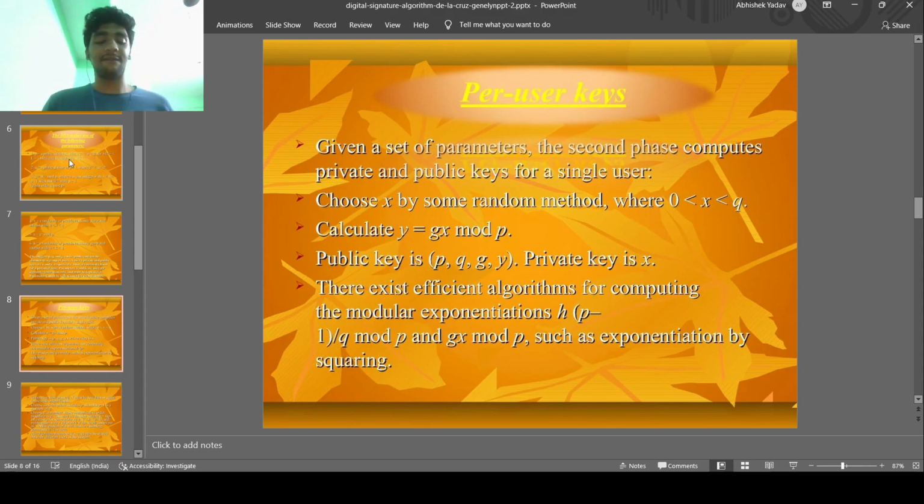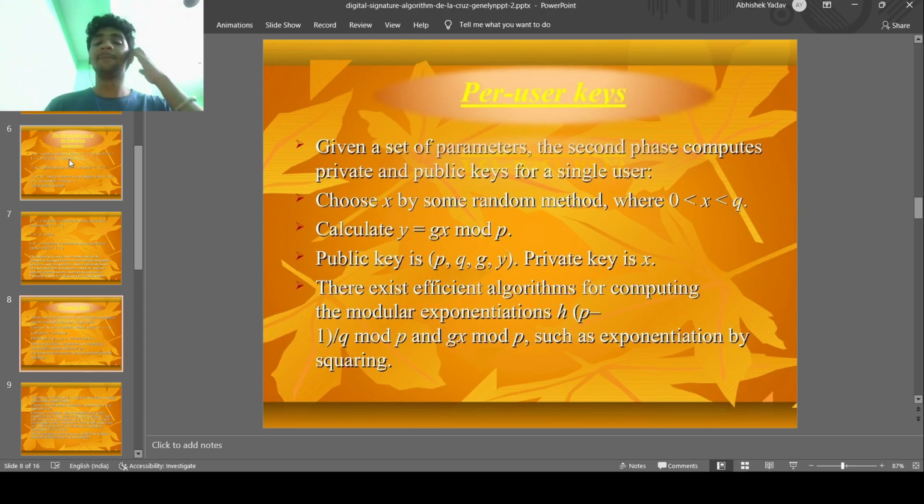Then moving on, we have per user keys. Given a set of parameters, the second phase computes private and public keys for a single user. In the first phase, we created the common parameters and shared them among the different nodes in the system. In the second phase, we create public and private keys for a single user. First we choose x by some random method, and x is constrained as greater than 0 and less than q. Using x, we calculate y, which is your public key. So y equals g raised to the power x mod p. Your public key is the tuple p, q, g, y, and your private key is x.